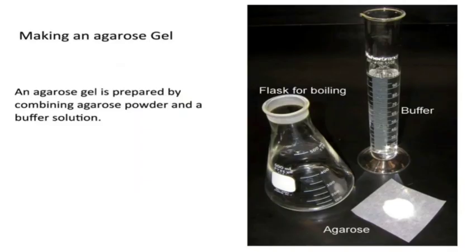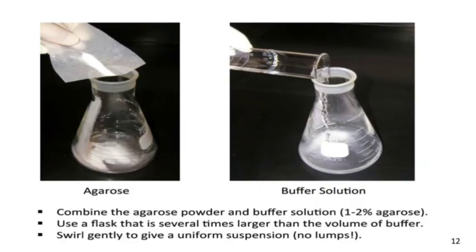Secondly, we make an agarose gel. An agarose gel is prepared by combining agarose powder and a buffer solution. Use a flask that is several times larger than the volume of the buffer. Swirl gently to give a uniform suspension and avoid lump formation.